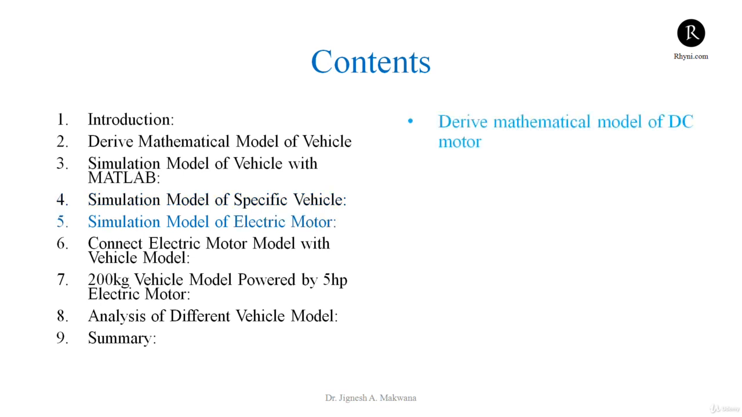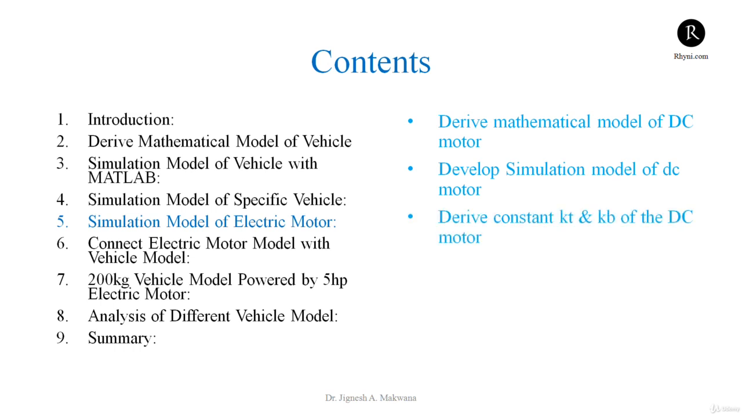Then in section 5 we will derive the mathematical model of the DC motor. Then we will develop the simulation model of the same DC motor in MATLAB, and then we will derive the constants Kt and Kb of the DC motor, which are required to calculate the rated current and rated torque of the specific motor. So you will understand all these things in this section.